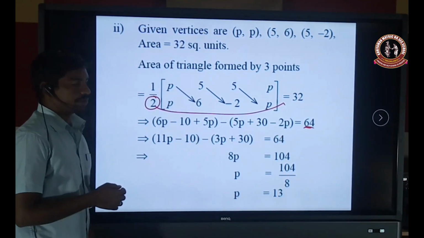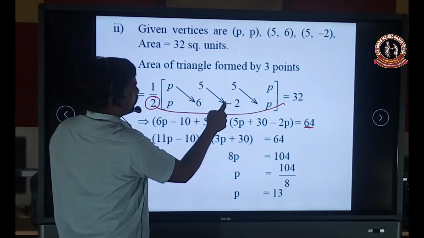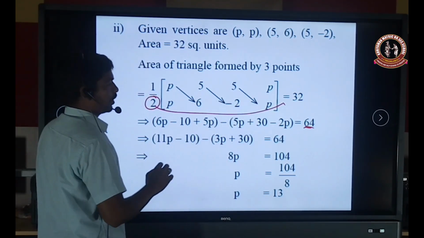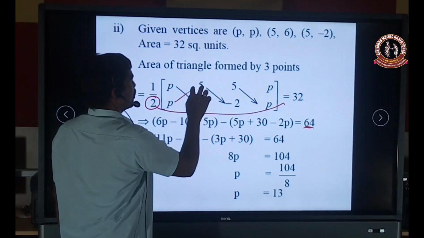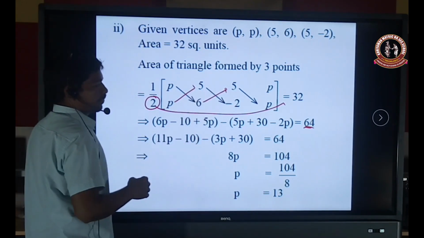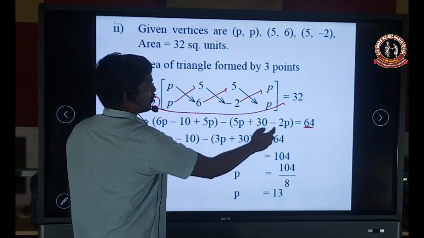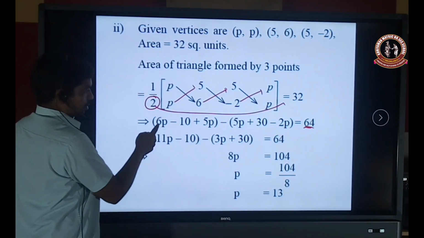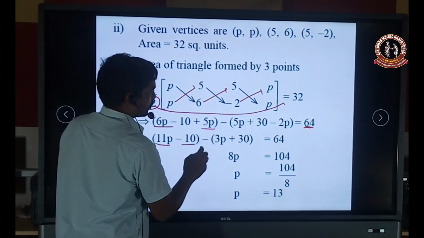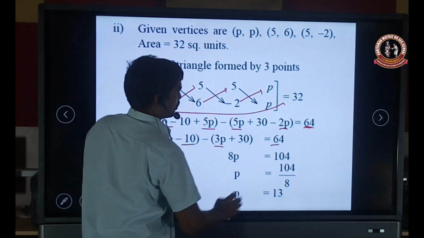Now by the pictorial representation method, p multiplied with 6, we get 6p. 5 multiplied with minus 2, we get minus 10. 5 multiplied with p equals 5p. Next, minus. So p multiplied with 5 equals 5p, plus 6 multiplied with 5 equals 30. Minus 2 multiplied with p equals minus 2p. So now 6p plus 5p equals 11p. So minus 10 minus of 5p minus 2p, that is 3p plus 30, equals 64.